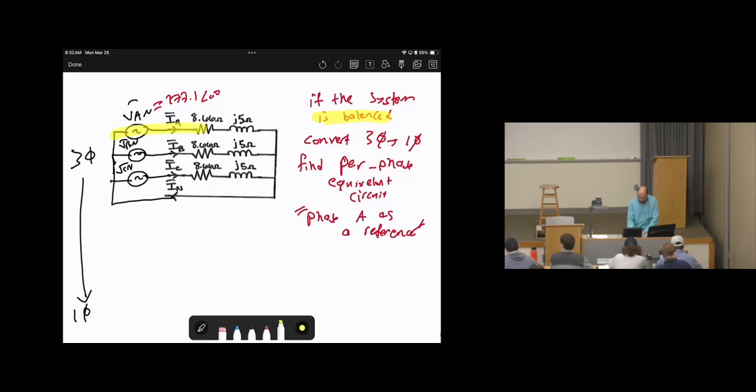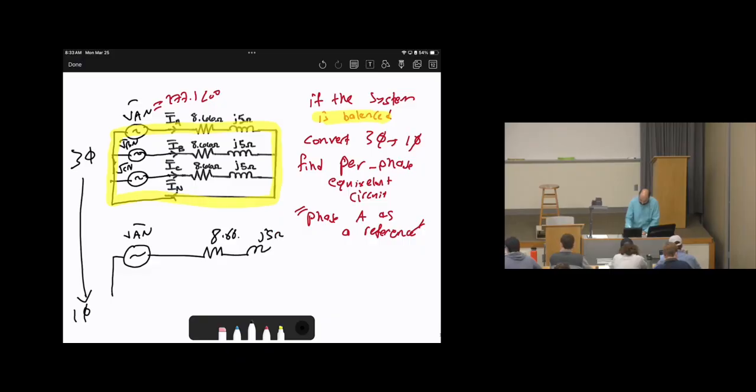So I'm going to take this with the neutral, like the thing that's in yellow. Okay, let me redraw it. VAN, 8.66 plus j5 ohms, this one, then IA. Okay. That's the per-phase equivalent circuit.